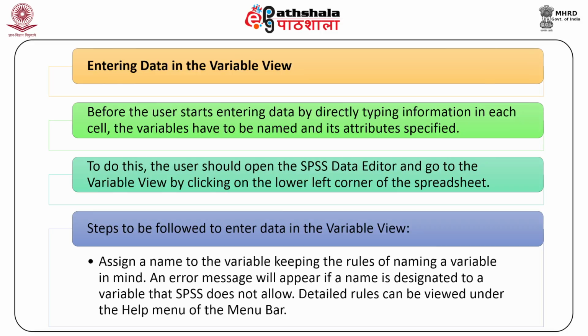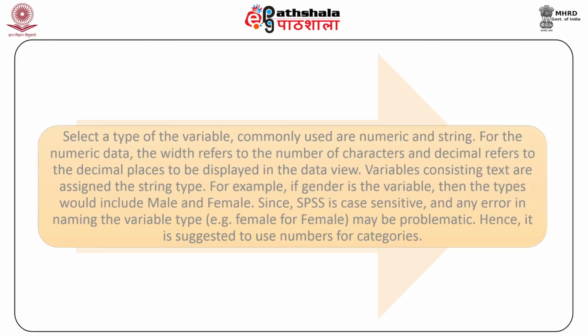Steps to be followed to enter data in the variable view are: 1. Assign a name to the variable keeping the rules of naming a variable in mind. An error message will appear if a name is designated to a variable that SPSS does not allow. Detailed rules can be viewed under the Help menu of the menu bar. 2.